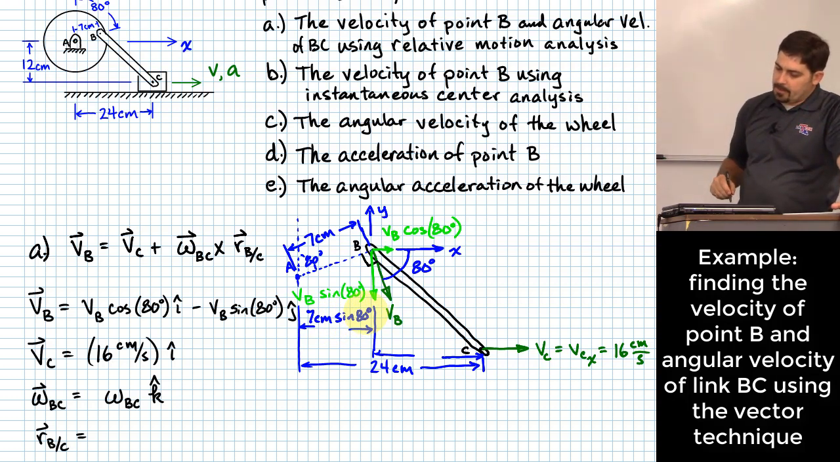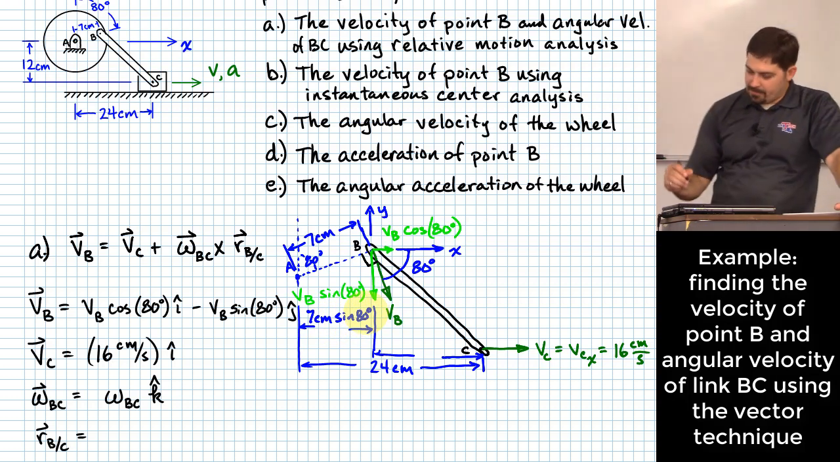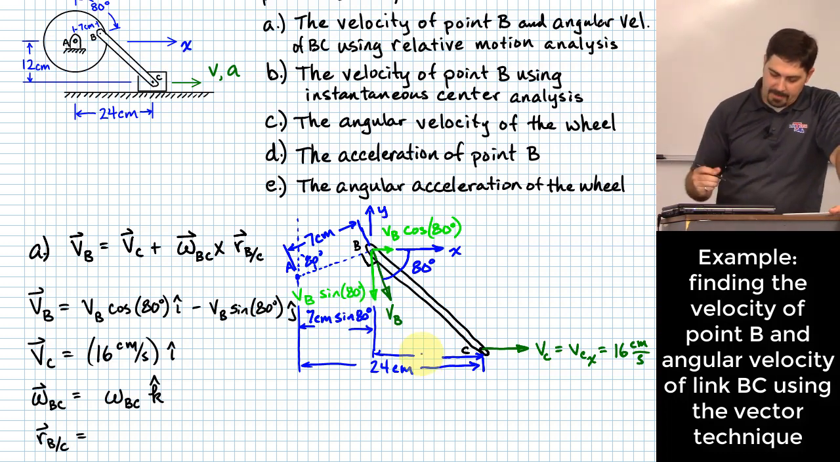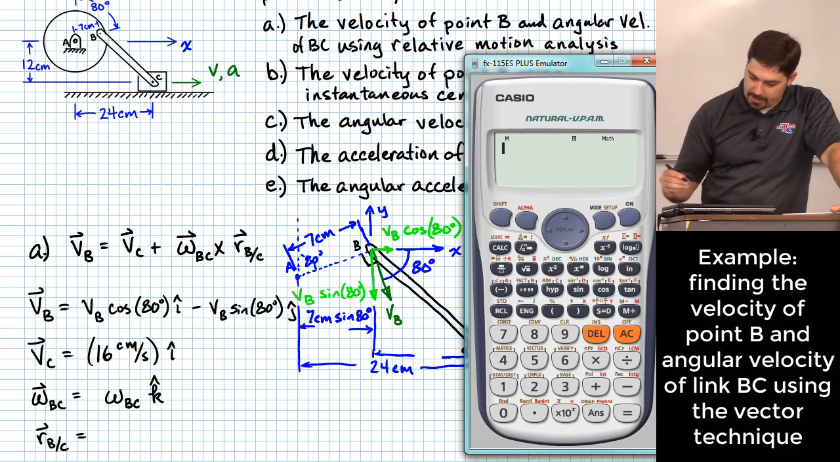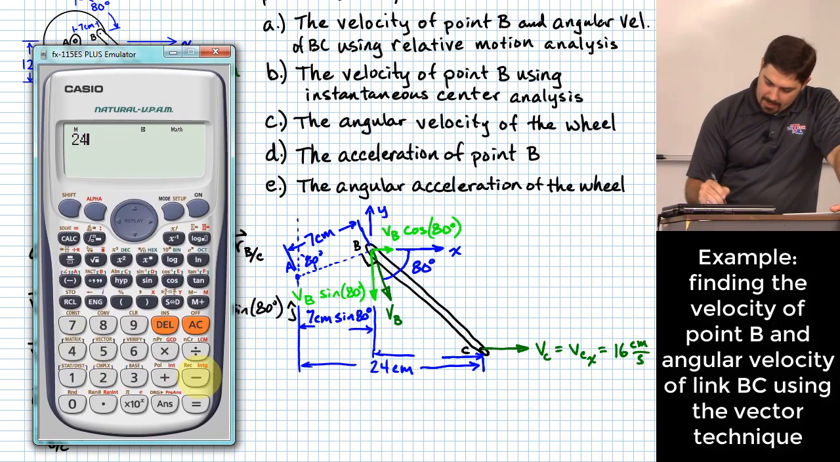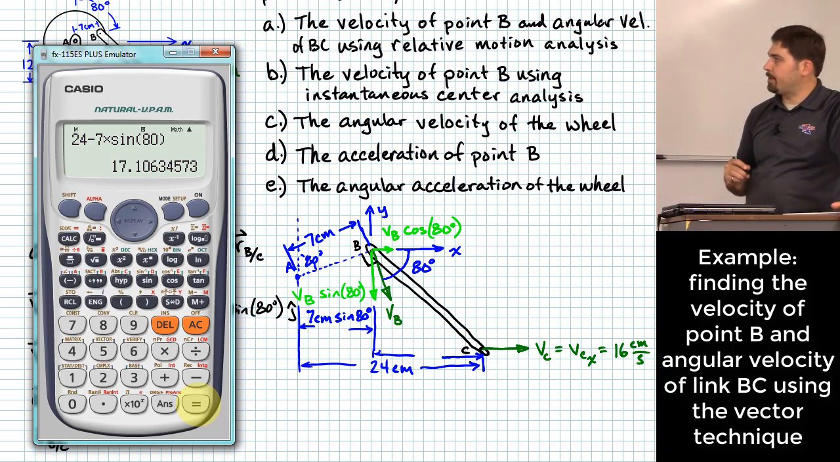Okay, which tells me that what I have over here is 24 centimeters minus 7 centimeters sine of 80 degrees. Let me just go ahead and calculate that real quick. 24 minus 7 times the sine of 80 degrees. Okay, that tells me that what I have left there is 17.12, we'll say.